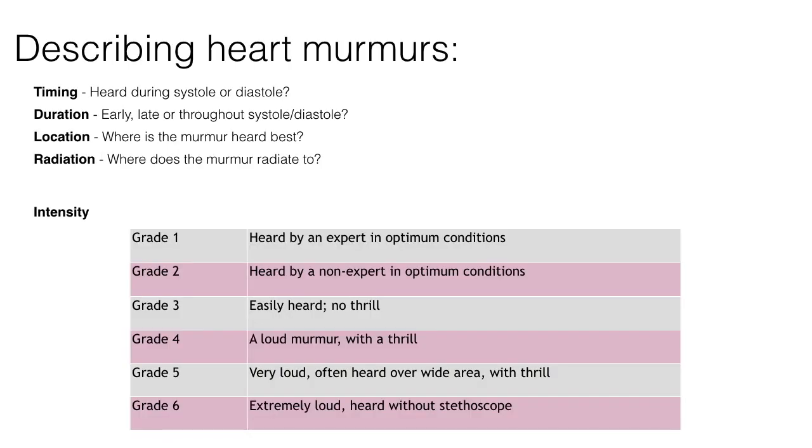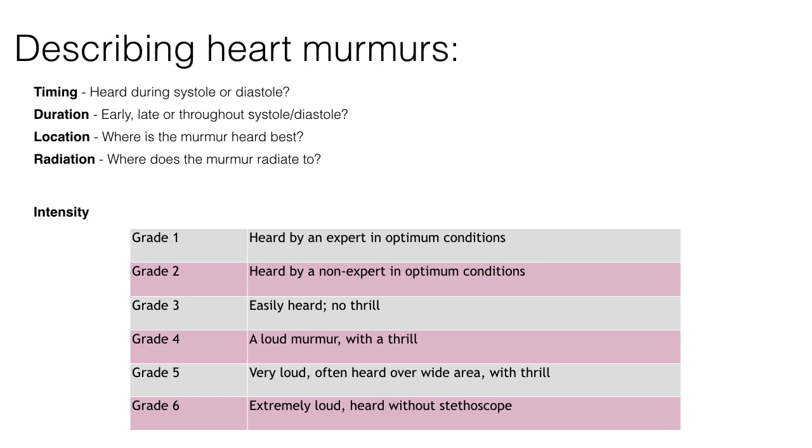Now, when you're listening to the pericardium and listening for those heart murmurs, you need to think of 5 factors when you're describing that murmur in your presentations. So first of all, timing. So when was that murmur heard in the cardiac cycle? Was it heard during systole or diastole? Then next is duration.